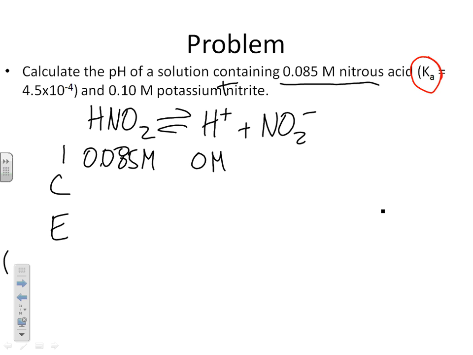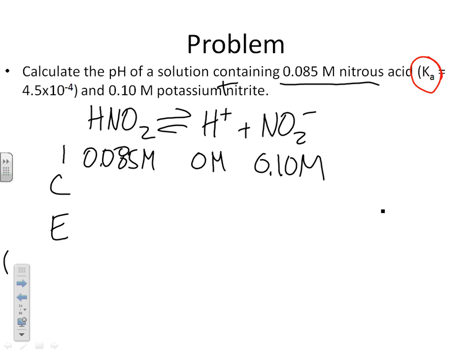However, 0.1 molar potassium nitrite dissociates completely into 0.1 molar potassium, which, who cares about that, because that does nothing in solution, and 0.1 molar nitrite ion, because they're in a 1-to-1. KNO2 makes K plus and NO2 minus. Everything's 1-to-1. We are not starting at 0 for the nitrite. We already have nitrite in solution. So these are those problems that I mentioned where the problem tells you, hey, we're not starting at 0 for all of our products anymore.